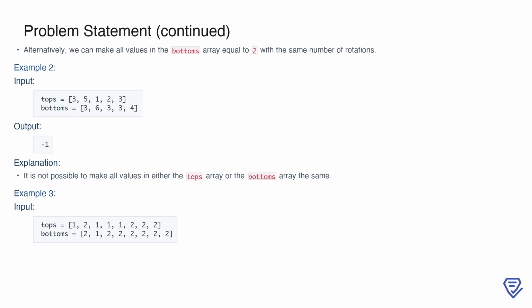Now, let's consider another example where tops equals 3, 5, 1, 2, 3, and bottoms equals 3, 6, 3, 3, 4. In this case, the output is -1, indicating that it's impossible to make all the values in either row the same. No matter how we rotate the dominoes, there's no single number that can dominate either the tops row or the bottoms row.